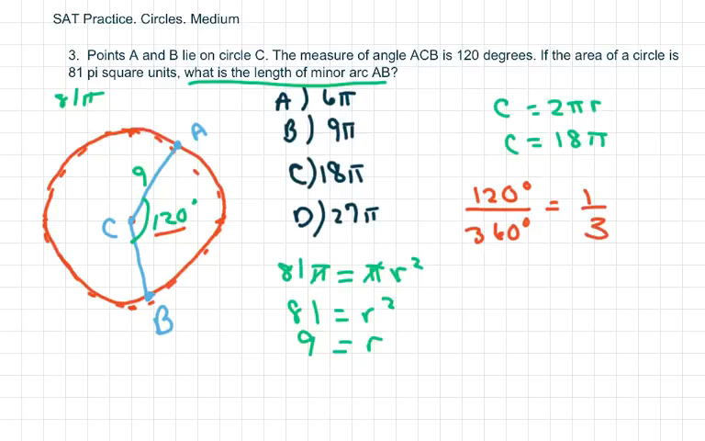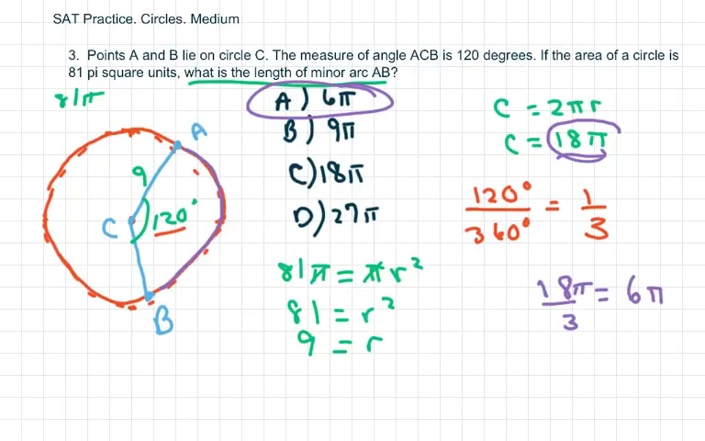So if I want the length of this minor arc here, I'm just going to divide my circumference by 3. So 18 pi divided by 3 is going to equal 6 pi. And that is, oh, here it is. Your answer is A.